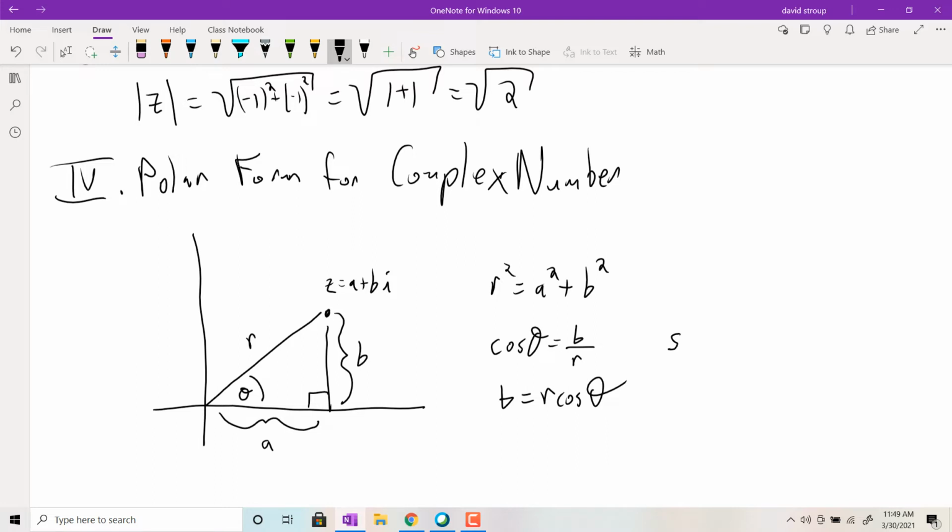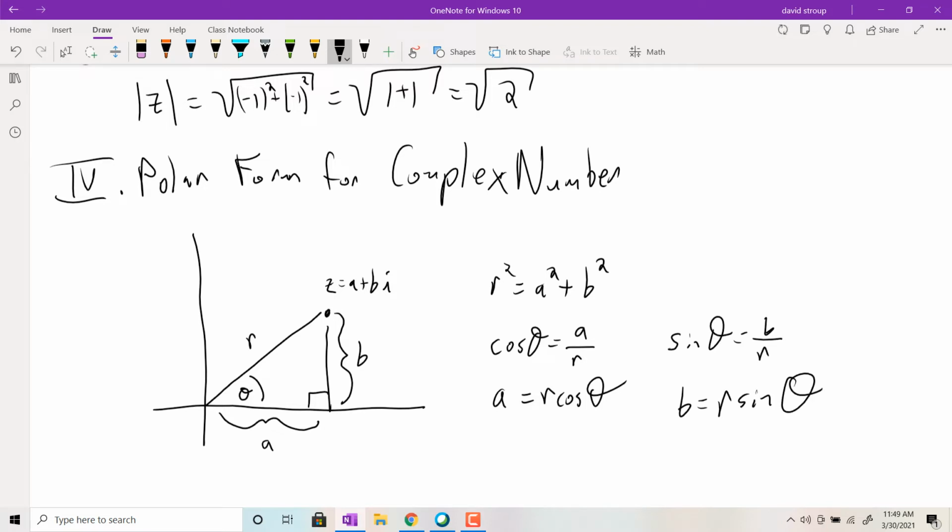And then sine of theta is equal to, oops, I screwed that up, didn't I? So cosine is equal to adjacent over hypotenuse. Adjacent over hypotenuse. So a is equal to r cosine theta. And then sine, of course, is opposite over hypotenuse. So b will equal r sine of theta.